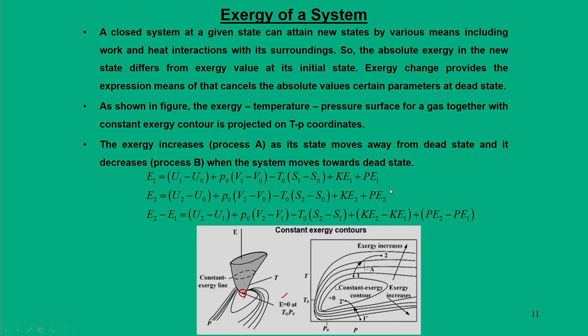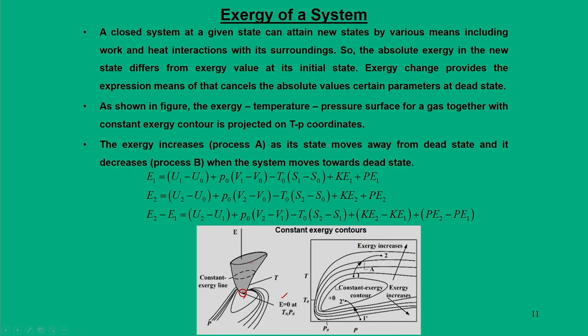So this is how you view the exergy-temperature-pressure surface for a gas, together with the constant exergy contour projected on TP coordinates. Many times we say dead state, that is, with respect to the system and the environment, we view three situations. The system has an initial state and a final state. The initial state we refer to as 1, the final state we refer to as 2, and both of these states interact with the dead state, which is referred to as 0. So basically we calculate the exergy change from 1 to 0 or 2 to 0.